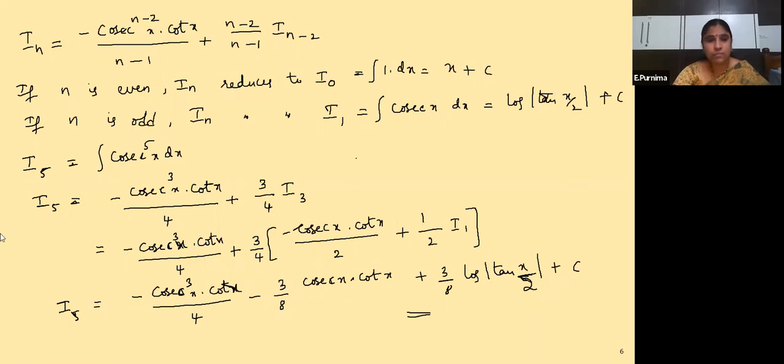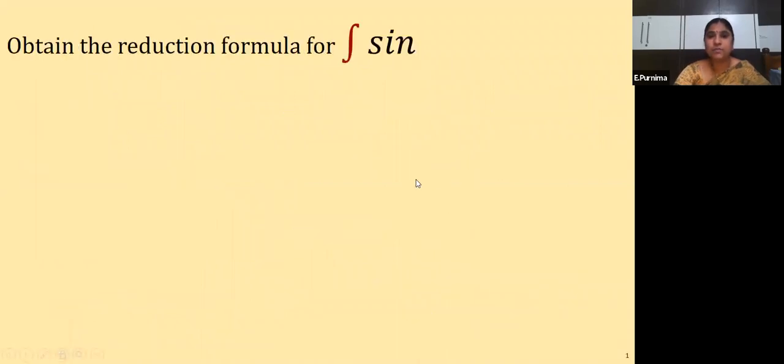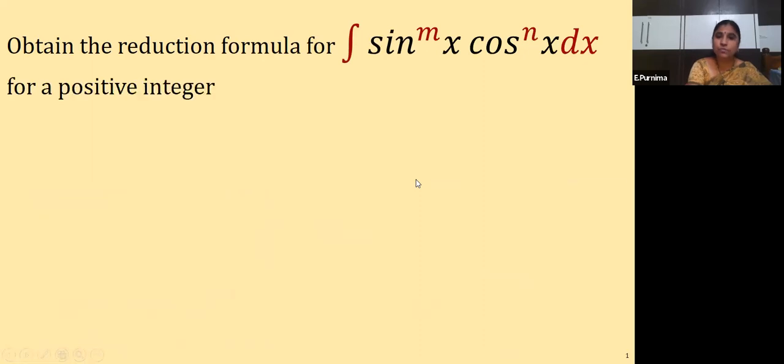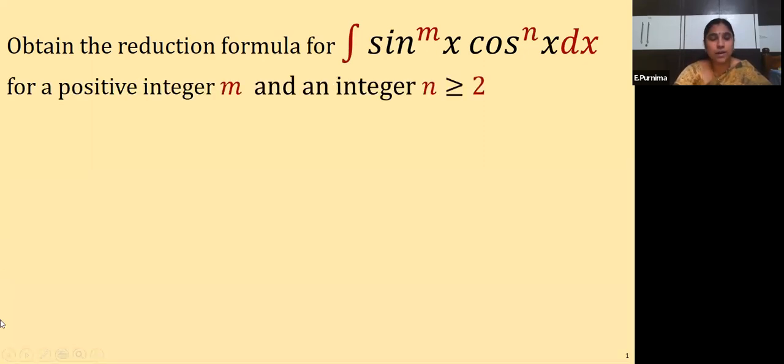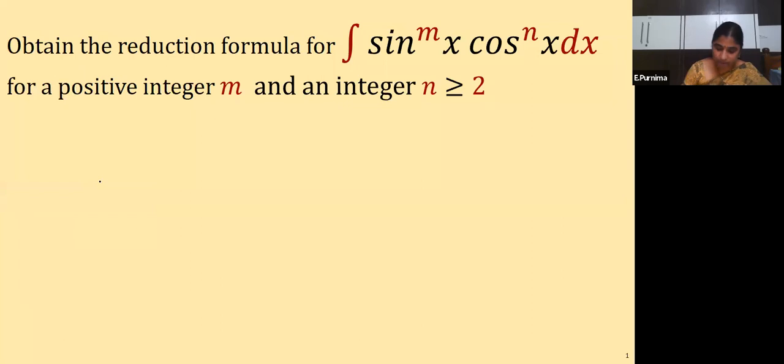Now here the next one is: obtain the reduction formula for sine to the power of mx into cos to the power of nx dx for a positive integer m and an integer n greater than or equal to 2. So it is also very, very important, children. Now here, what is the reduction formula we are asked to find out? Integral of sine power mx into cos to the power of nx dx for a positive integer m and an integer n greater than or equal to 2. So m can be any positive integer, but n should always be greater than or equal to 2. Is it clear? So let us suppose this as In.